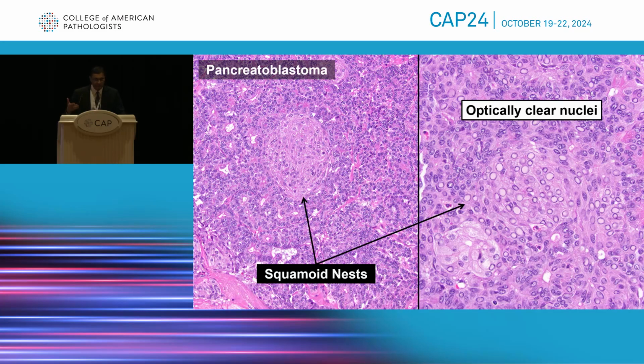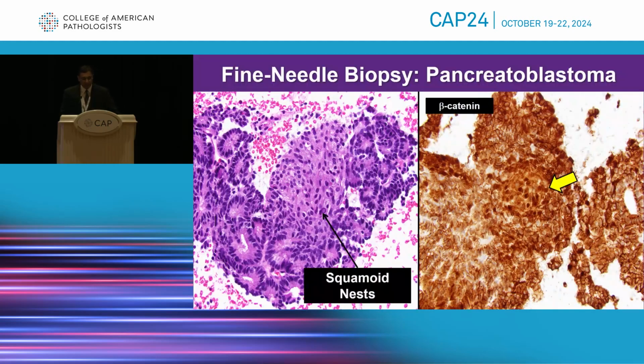A nice fun fact for trivia is that the optically clear nuclei in pancreatoblastomas are filled with biotin. When we were using a lot of biotin-conjugated antibodies, they would always suck up all the immunostain itself. But it's still a really helpful feature for finding the squamoid nest, that there are optically clear nuclei. They are also immunohistochemically positive for beta-catenin. Interestingly, beta-catenin is positive only in the squamoid nests themselves, and this is associated with APC or CTNNB1 mutations.